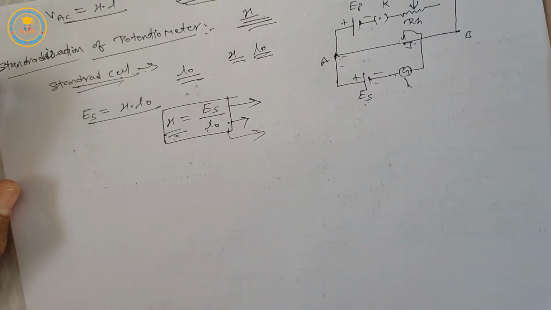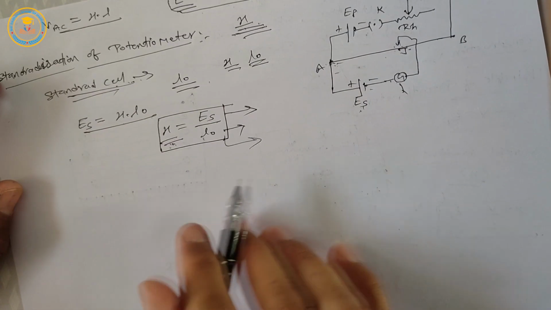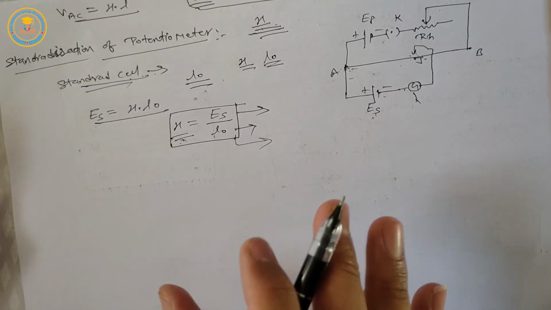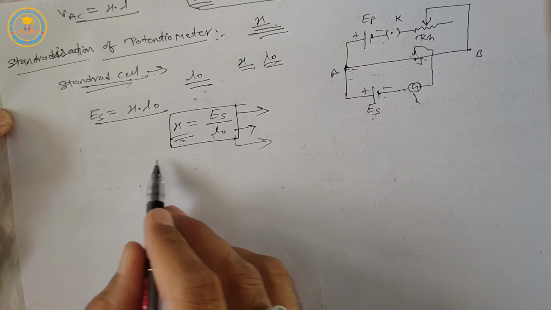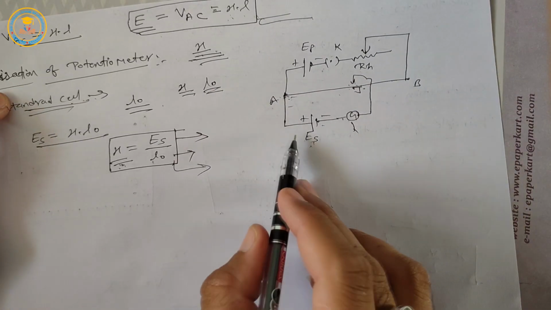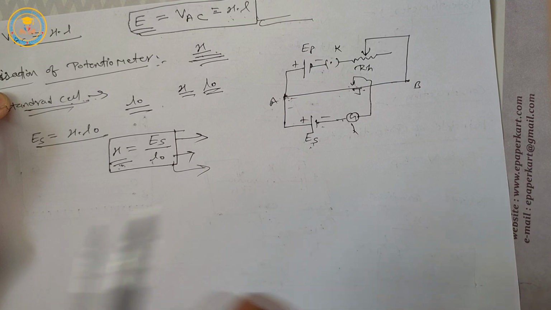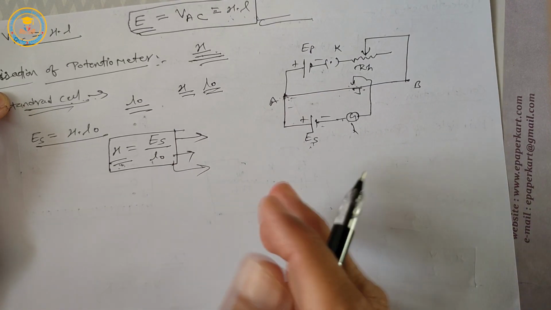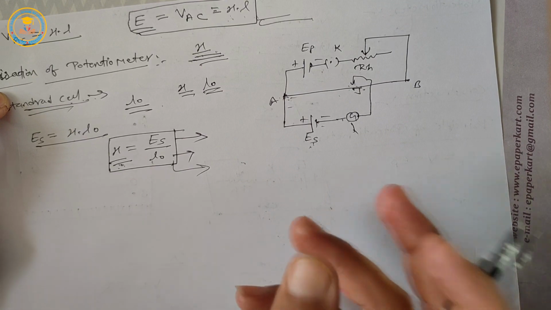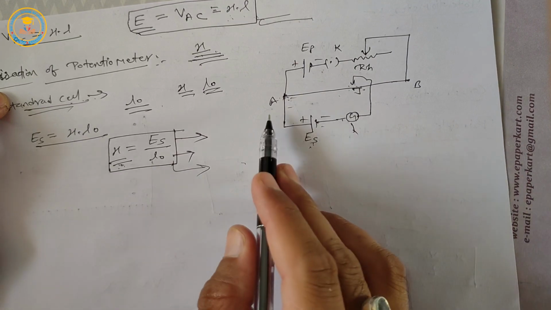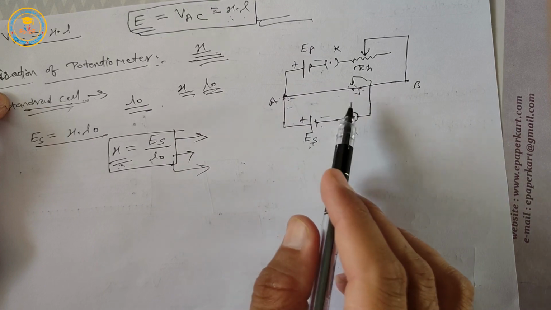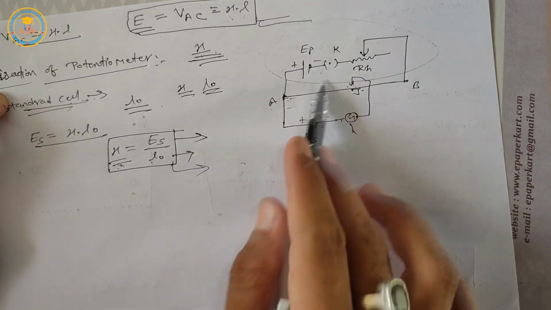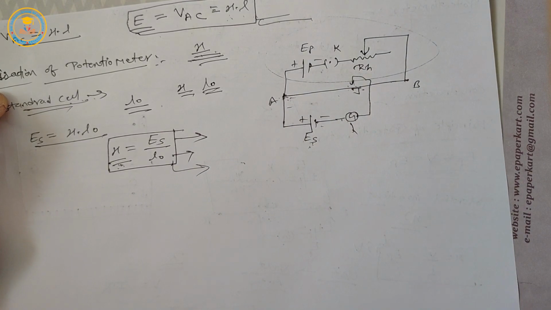An important thing you should remember is that after standardization, do not change the primary circuit. This is very important. We use this concept in our next applications of potentiometer. After standardization, do not change the primary circuit.